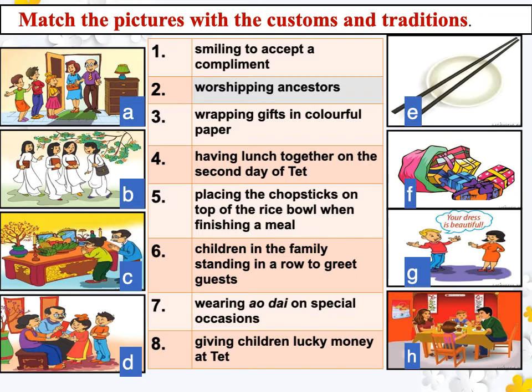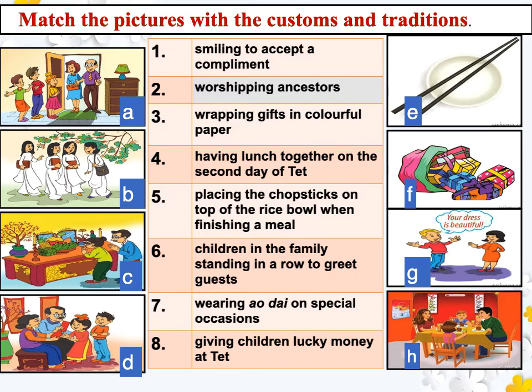Smiling to accept a compliment. 2. The answer is picture C. Worshipping ancestors. 3. Across, picture F. Wrapping gifts in colorful paper. 4. That's right, picture H. Having lunch together on the second day of Tet. 5. Good job, picture E. Placing the chopsticks on top of the rice bowl when finishing a meal.